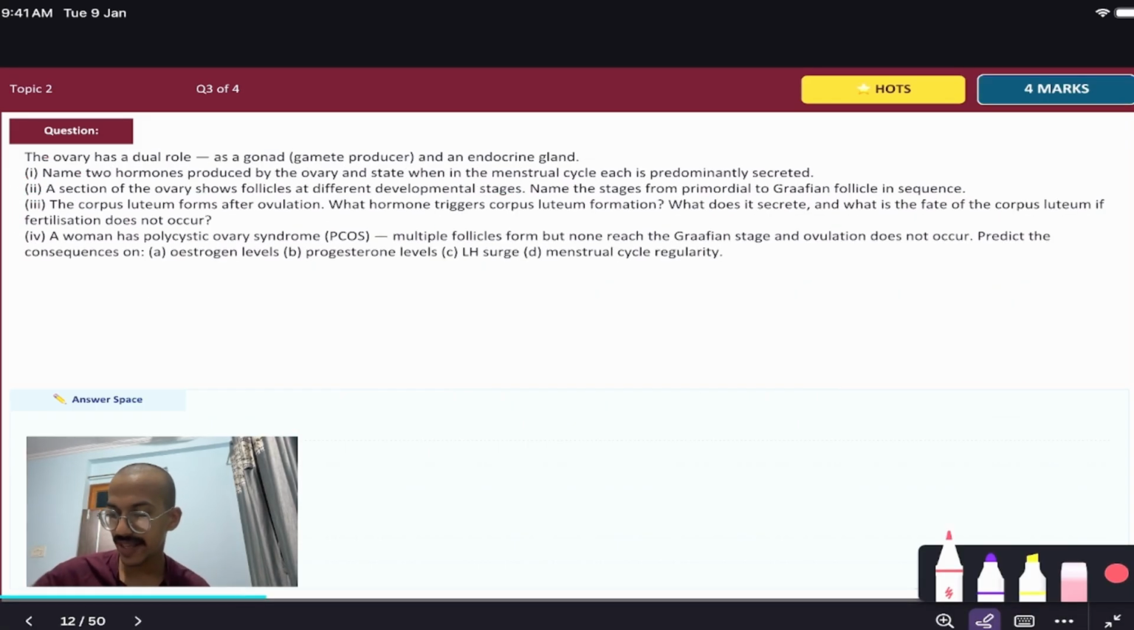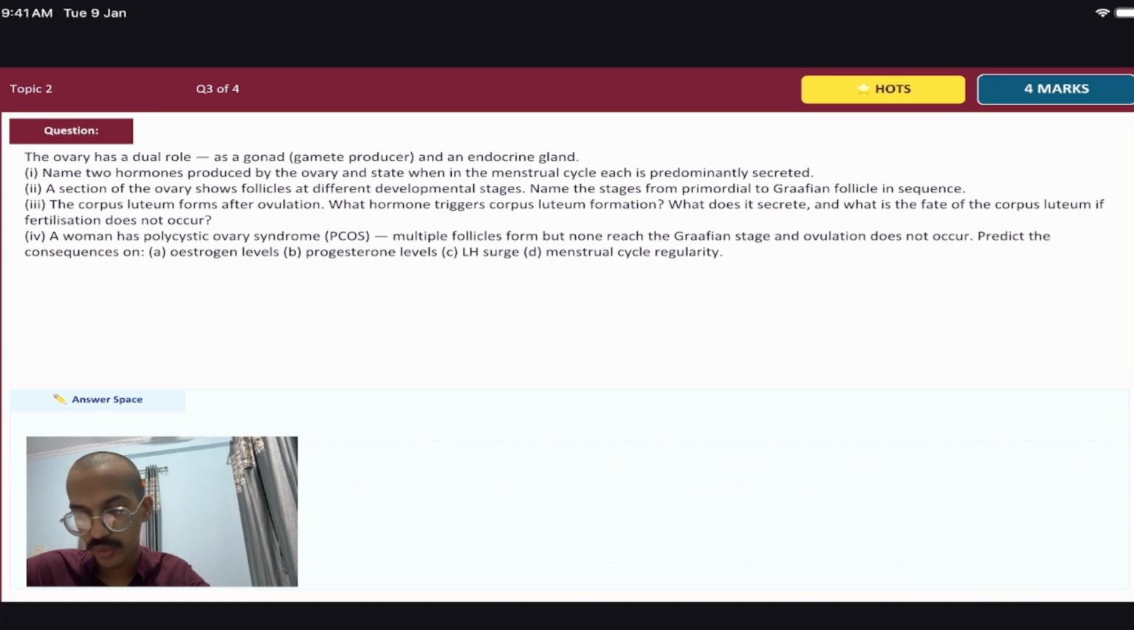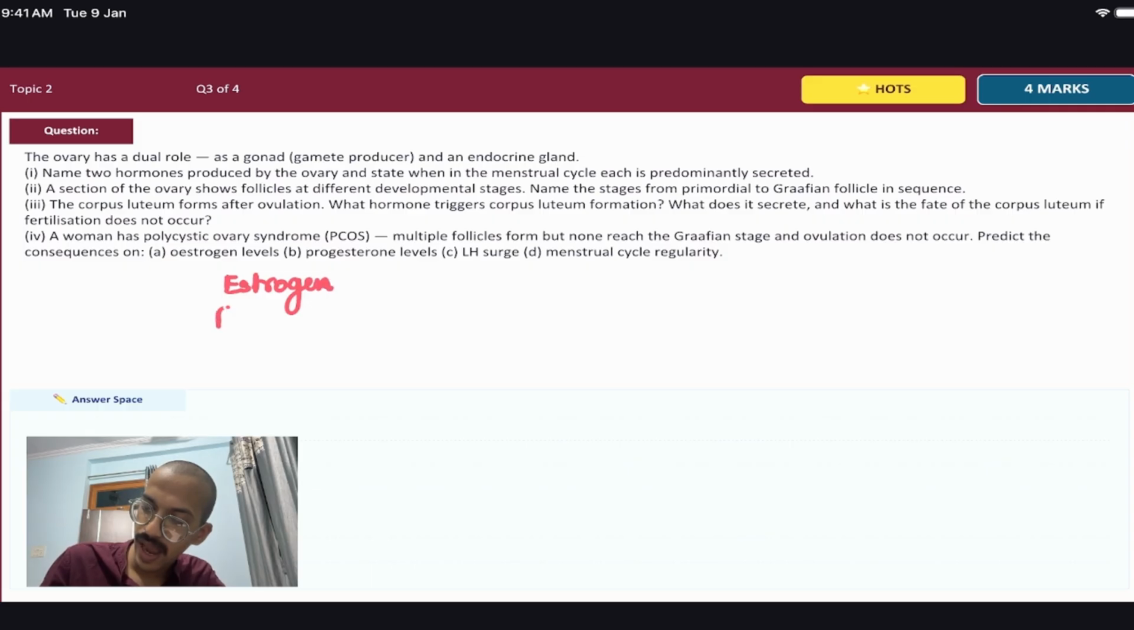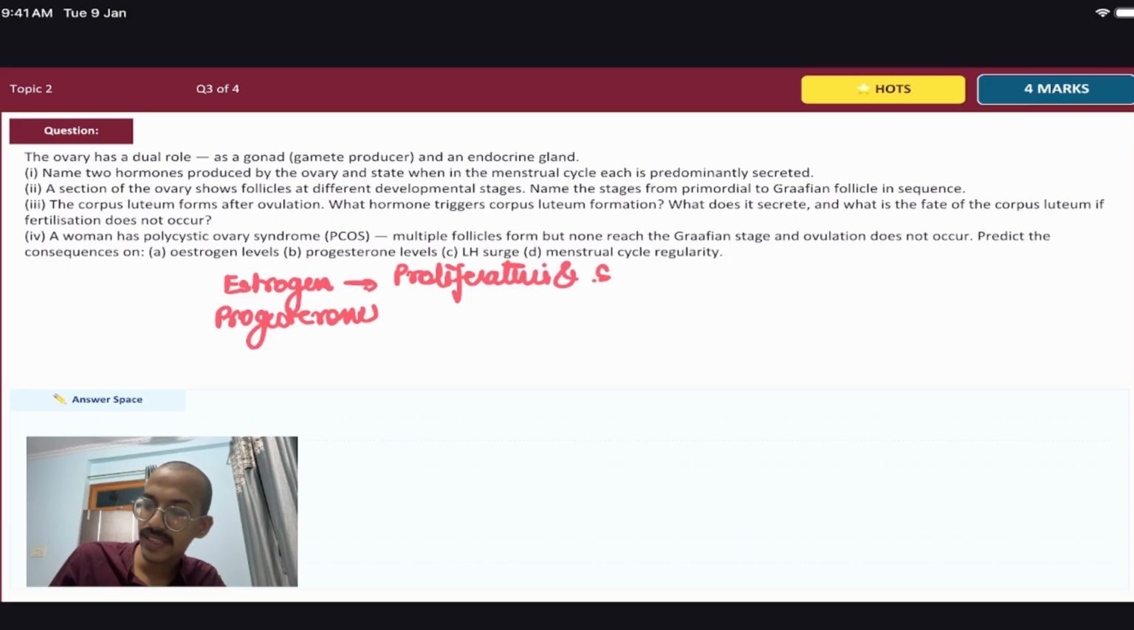Okay, moving to the next question: the ovary has a dual role as a gonad and an endocrine gland because it releases hormones. Name the two hormones produced by the ovary and state when in the menstrual cycle each is predominantly secreted. So the two hormones are estrogen and progesterone. Estrogen is secreted during the proliferative phase and secretory phase, whereas progesterone is secreted during the secretory phase.